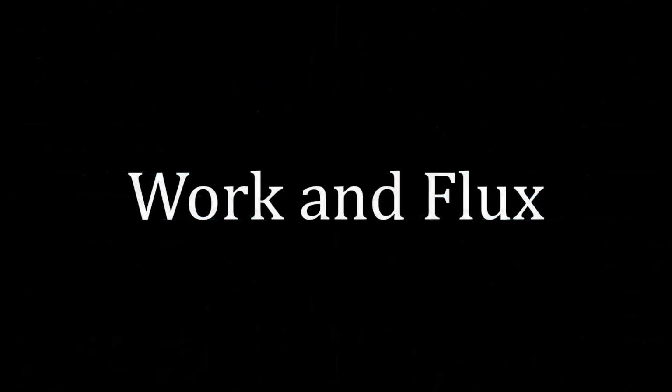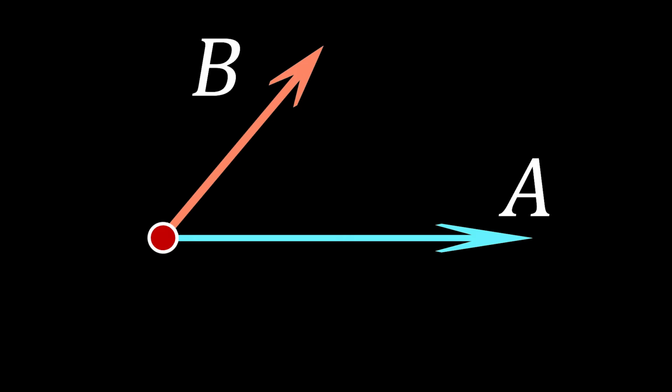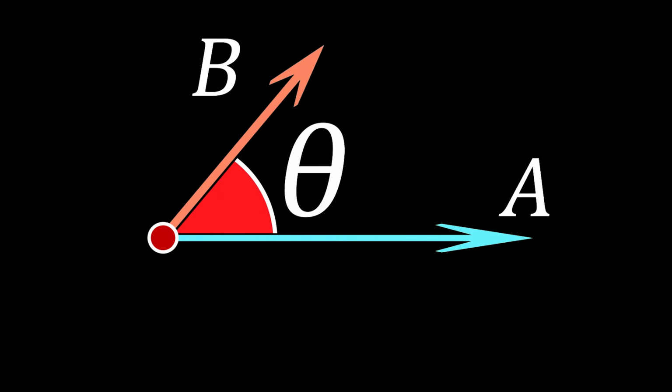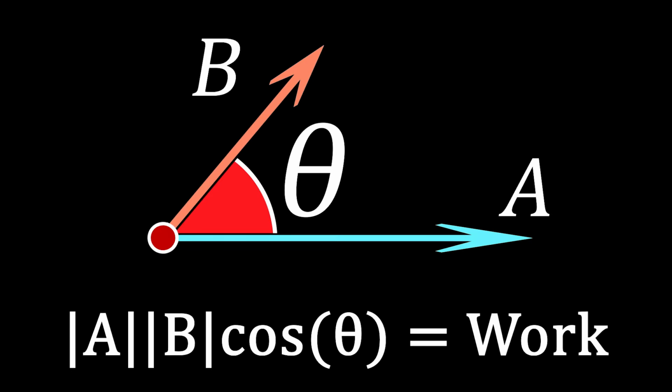The idea of two-dimensional work and flux is pretty straightforward. Suppose we have two vectors a and b. We can define work simply as the dot product of these two vectors, which is the absolute value of a multiplied with the absolute value of b, all multiplied by the cosine of the angle theta between these two vectors. When the angle between a and b becomes smaller, cosine of theta approaches 1, and the absolute value of the dot product in turn becomes larger.